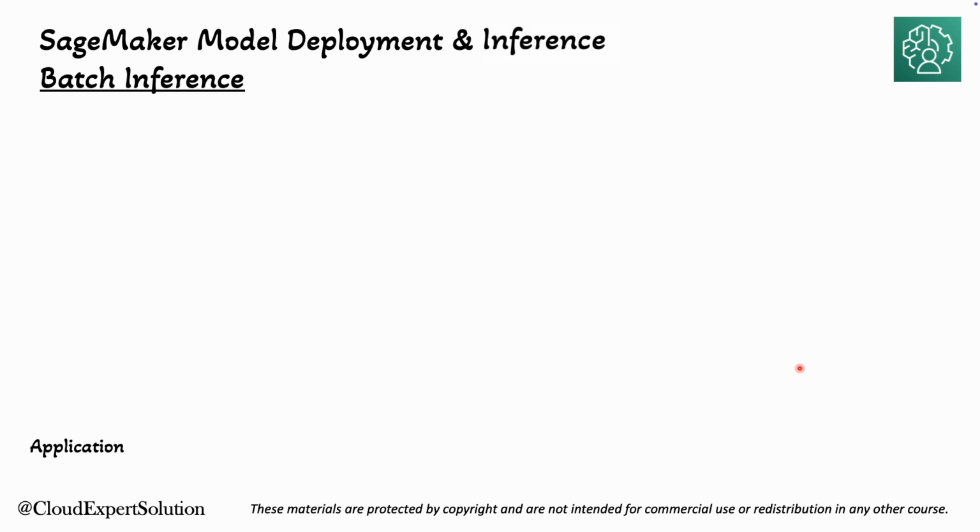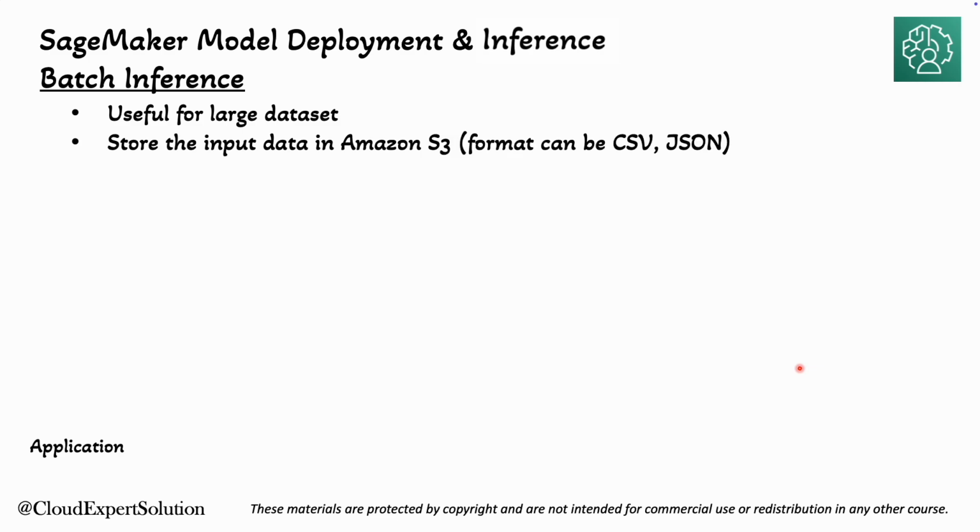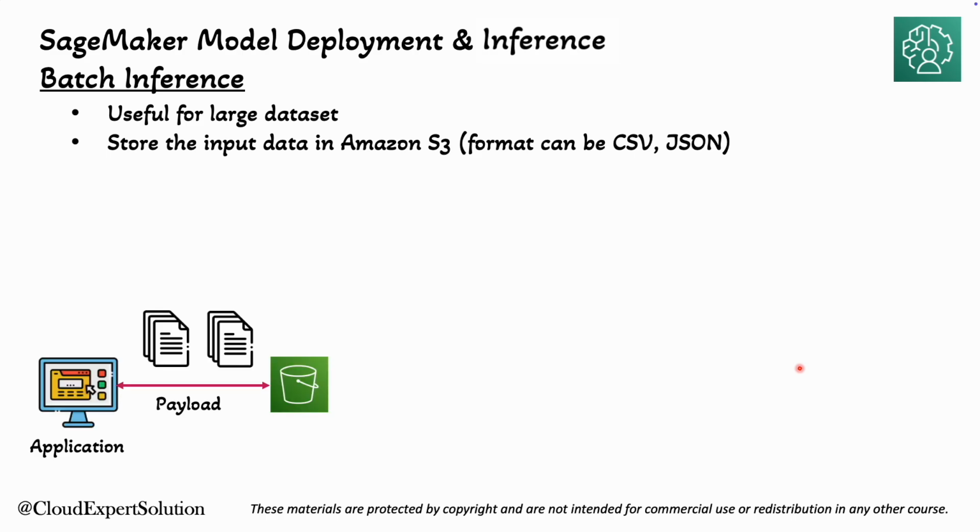Moving to batch inference, you can perform batch inference on a large dataset, and this is useful for scenarios where predictions can be made in bulk, such as processing historical data. Now, in terms of data processing, you can store the input data in Amazon S3, and the data format could be either CSV or JSON. From your application's point of view, your application will push the data into an Amazon S3 bucket, and here you are not expecting any output in real time.